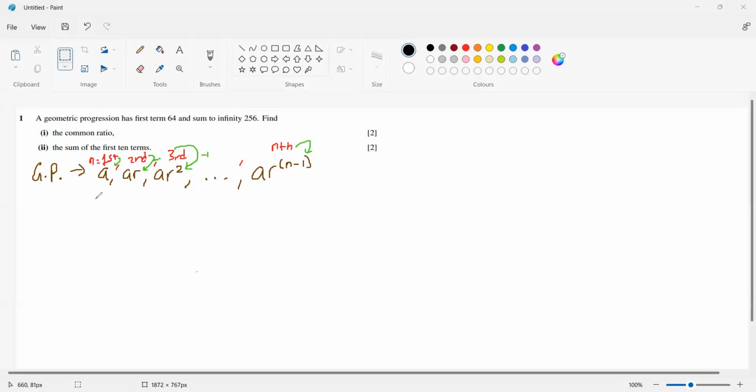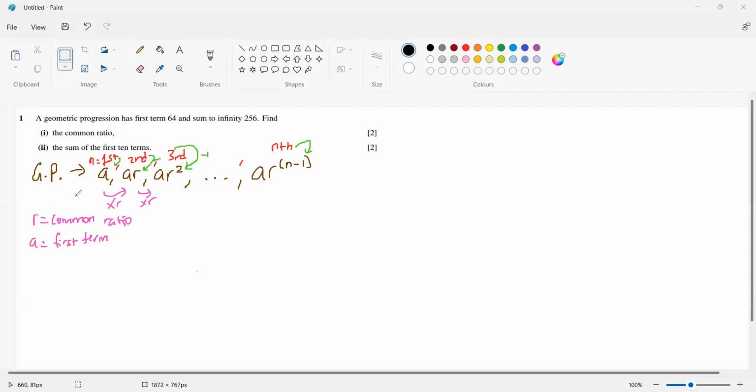We also notice that in terms of pattern, this is multiplied by R. It's just to get the meaning of a common ratio. So R is called the common ratio for a GP, whilst A is called the first term. These are the two parameters we need.